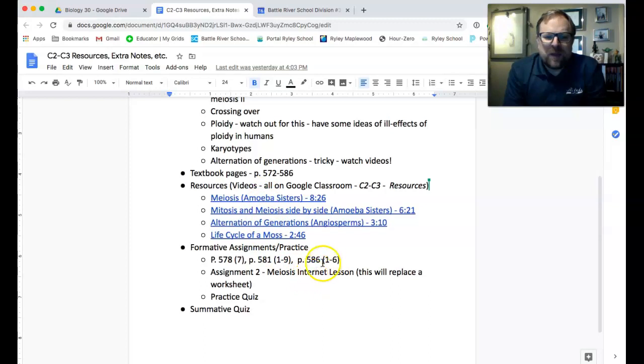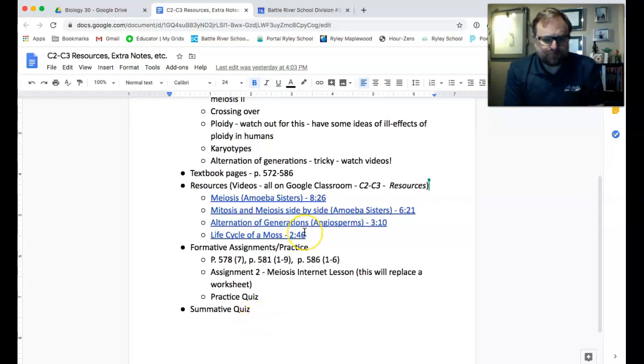They are fantastic. Then we've got some formative assignments. Remember, you do these formative assignments as practice to get you ready to move on eventually to the summative quiz. So there's some questions out of the textbook if you'd like to do it. And then I put an assignment in the Google Classroom, which is a meiosis internet lesson, where you guys will go and do some various activities on various websites to just reinforce some of the things you need to know about meiosis and how it differs from mitosis as well. There'll be a practice quiz. Once you've done that, please wait for feedback, and if I give you the okay, jump into the summative quiz at the end.